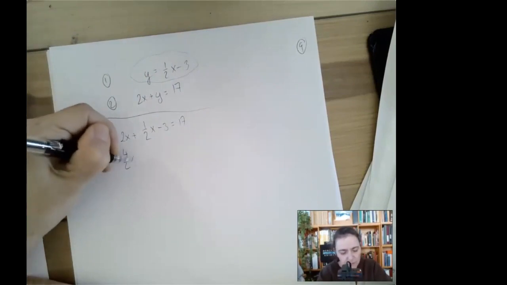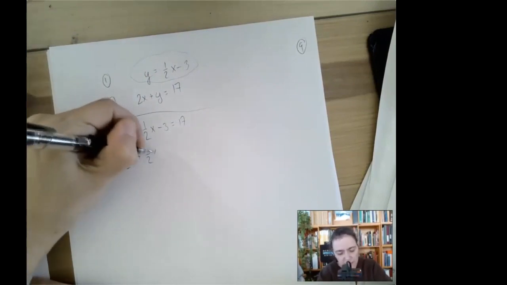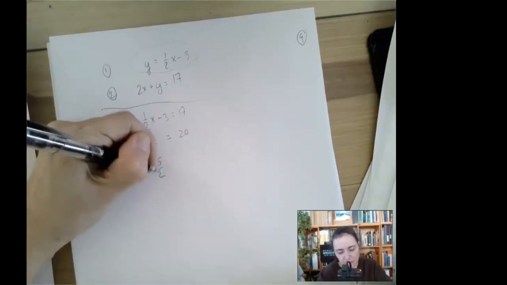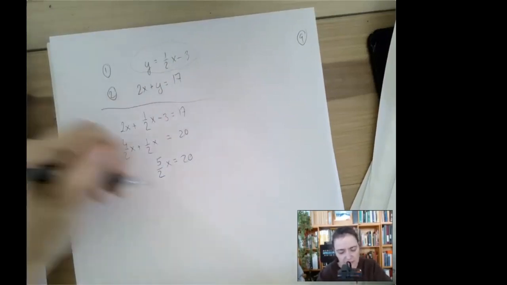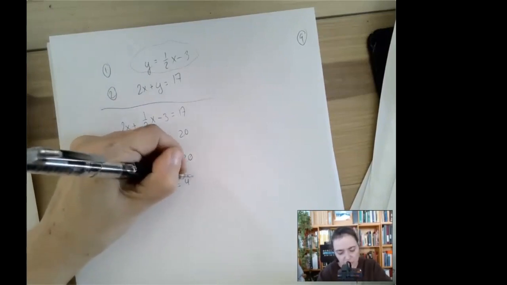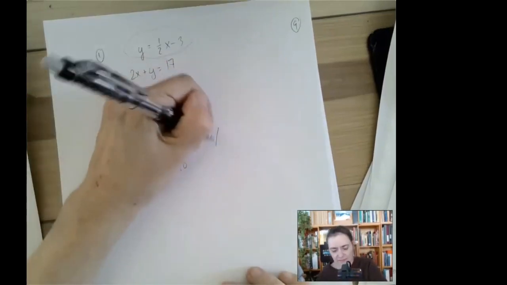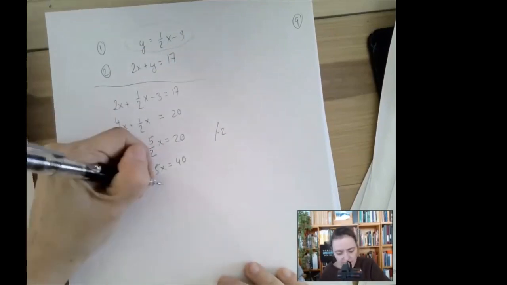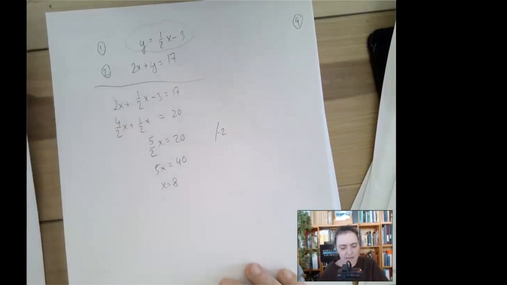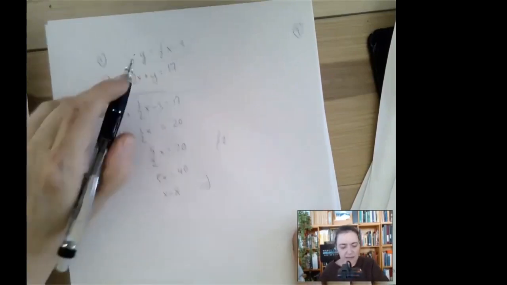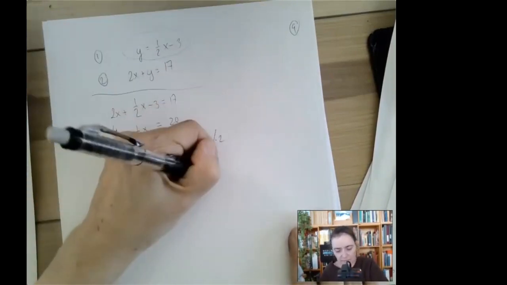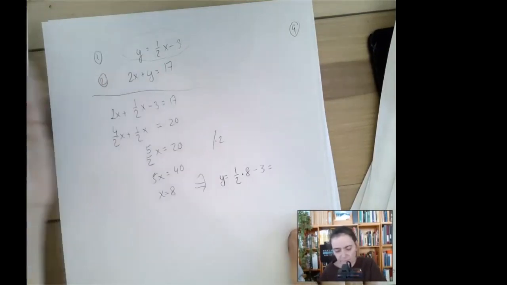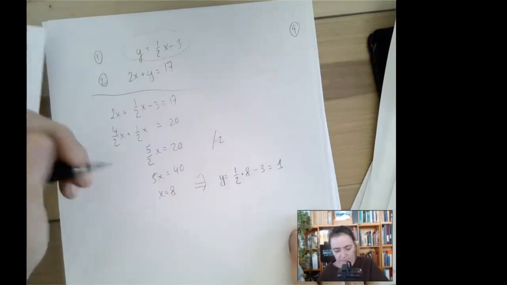This is 4/2 x plus 1/2 x equals 20. 5/2 x equals 20. 5x equals 40. It's up to you when you multiply by 2. This was so benign that x is 8. And then y is 1/2 times 8 minus 3, which is 4 minus 3, which is 1.